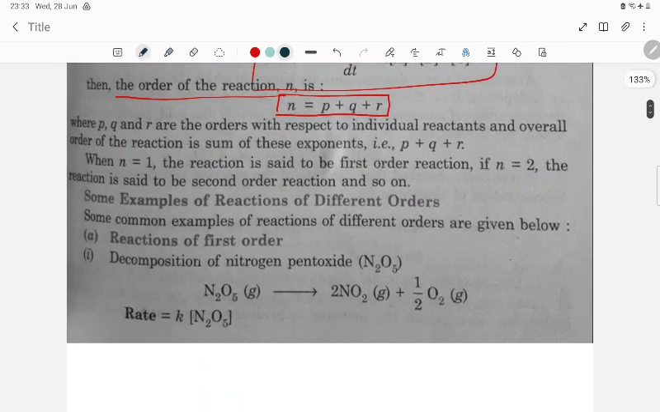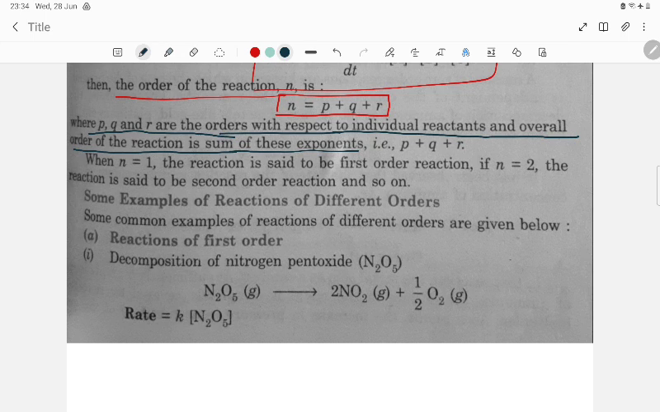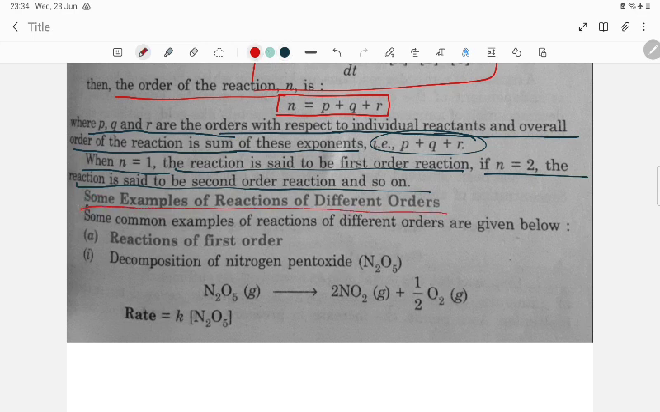Now p, q, r are the orders with respect to individual reactants, and the overall order of the reaction is the sum of these exponents, that is p plus q plus r. When n is 1, the reaction is said to be first order, when n is 2, the reaction is said to be second order, and so on. So we are going to see some examples of reactions of different orders.